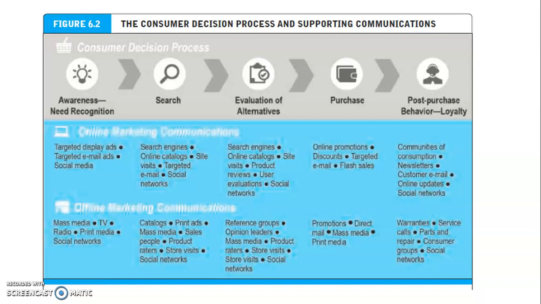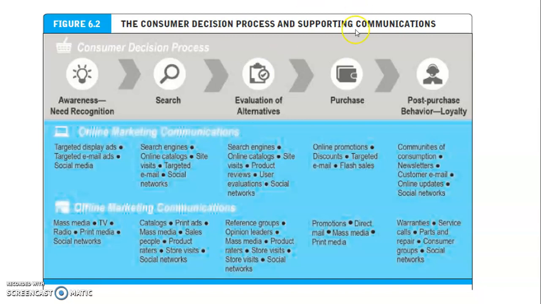If we see the consumer decision process, it has 5 stages. Number 1, awareness or need recognition, in which the consumer becomes aware of his or her need. Then search, which means the consumer searches for the alternatives available for satisfying that particular need. Then evaluation of alternatives, in which the consumer evaluates the various alternatives he has searched.